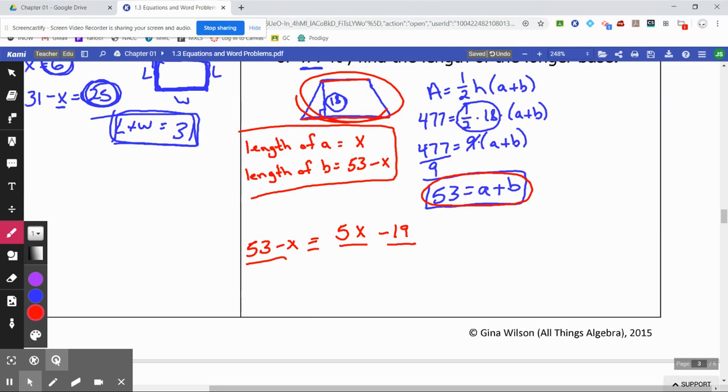So now let's solve the equation. Let's move our minus x by adding x to both sides. So I add x. Let's add our 19 over here. So I now have 72 is equal to 6x. When you divide by 6, you get x is 12.